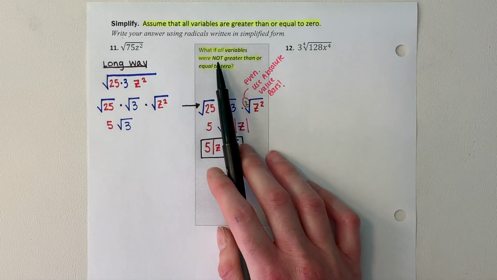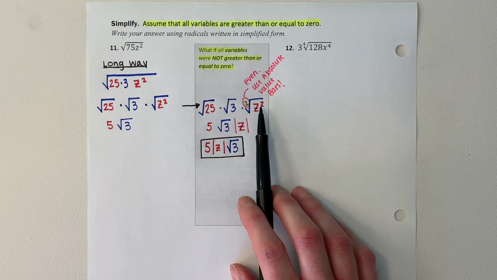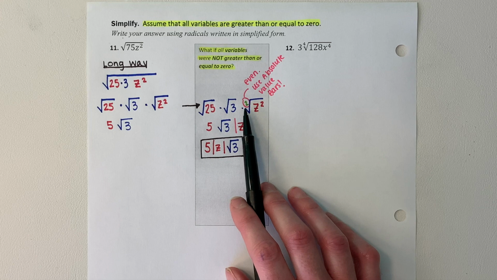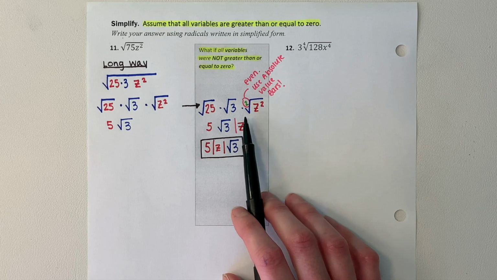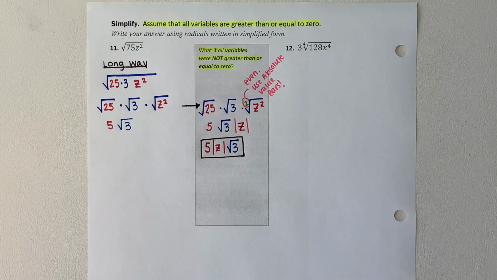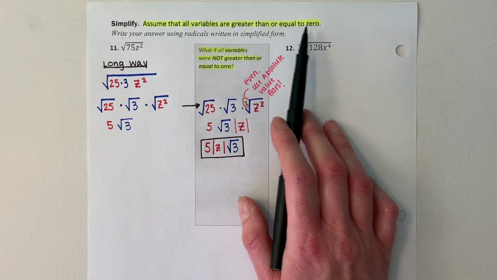So if your variables might be positive or negative, when you're using this rule where these two numbers match and cancel, if this matching number is even, make sure to put absolute value bars around your variable after canceling them out. But from here on out, in this section and throughout the rest of chapter 6, we're going to see the instructions that we may assume that all variables are greater than or equal to 0.